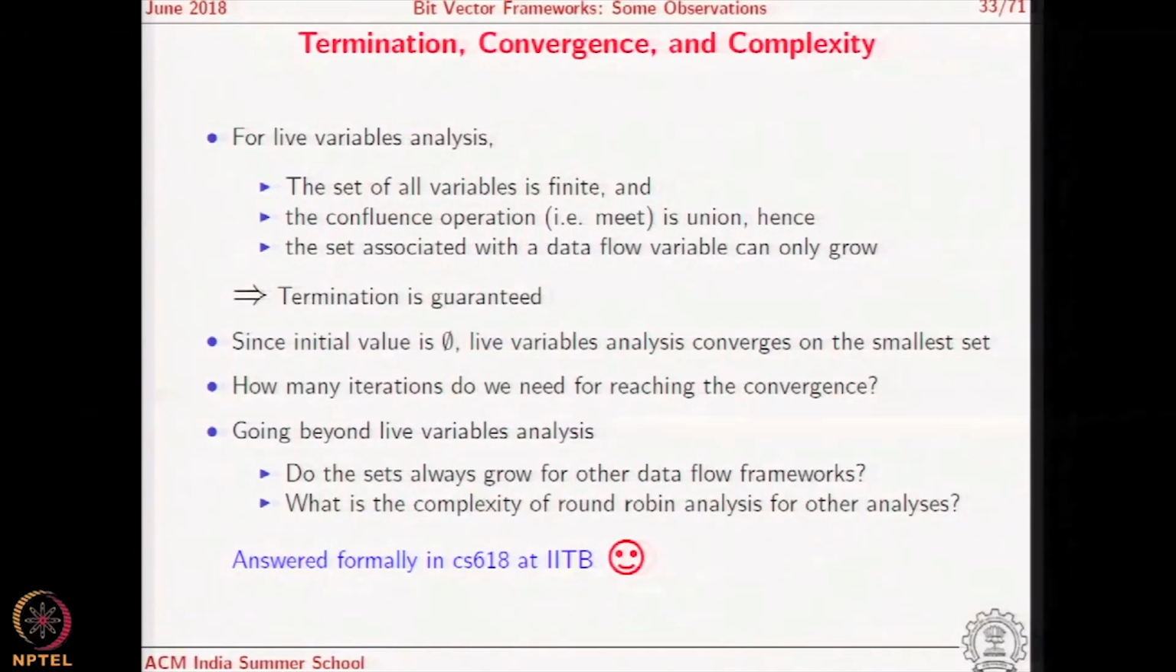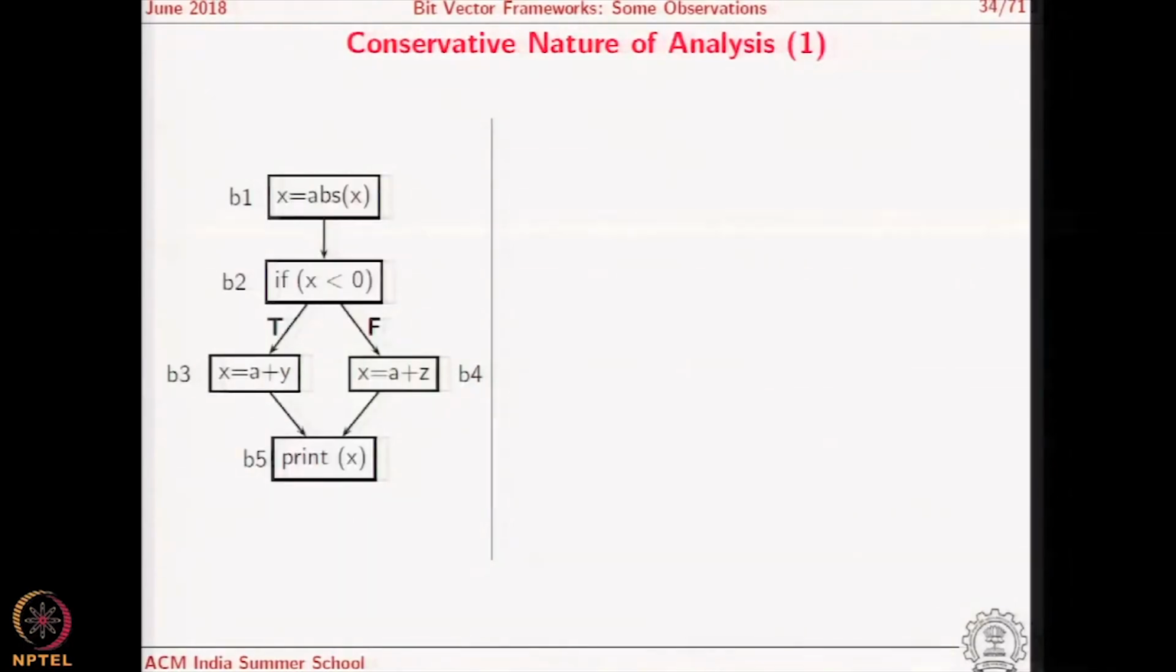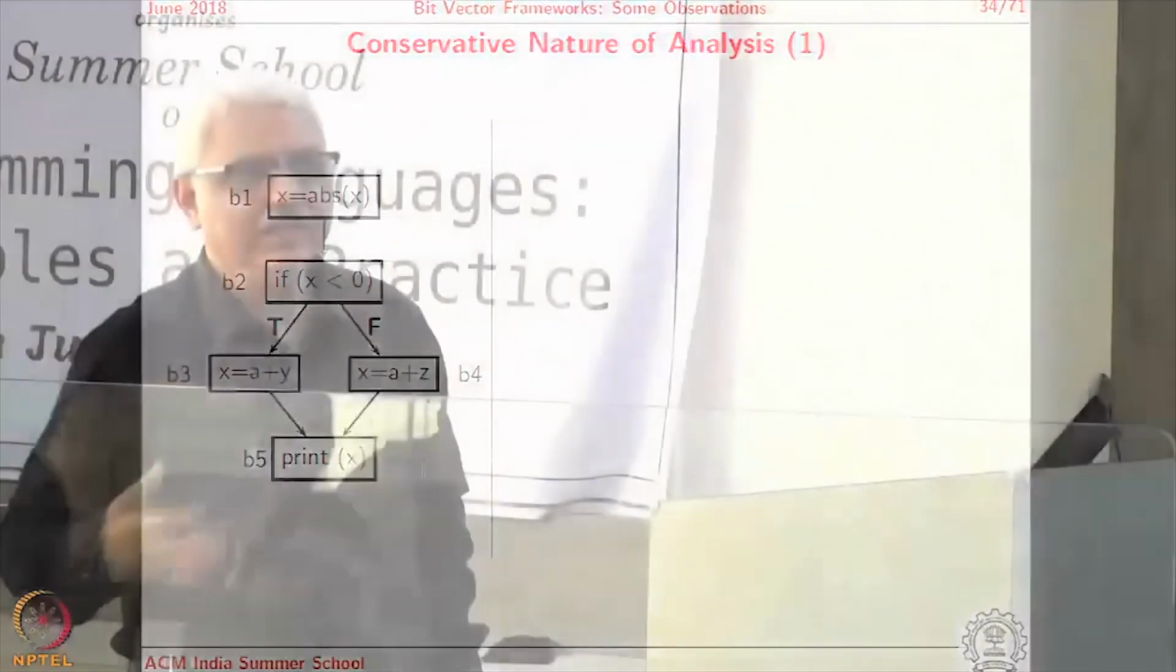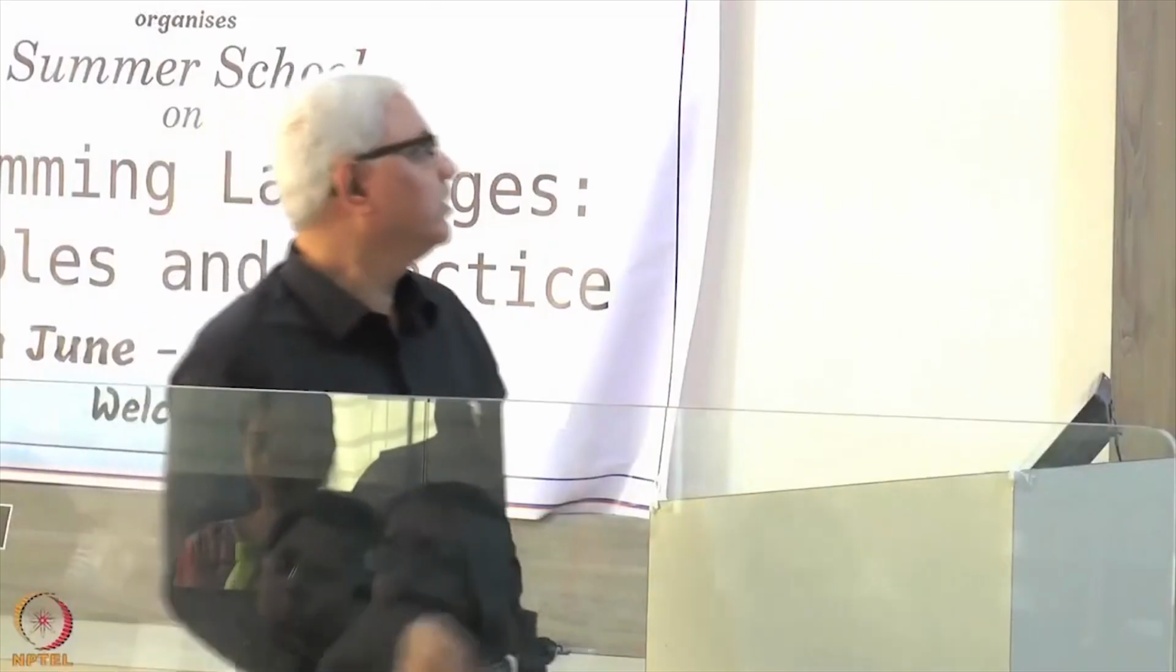Okay. So, let us now look at two. We talked about conservative nature, we talked about imprecision, we talked about soundness. Let us look at where this imprecision comes from. Why is it that certain things are unavoidable? So, here is an example.